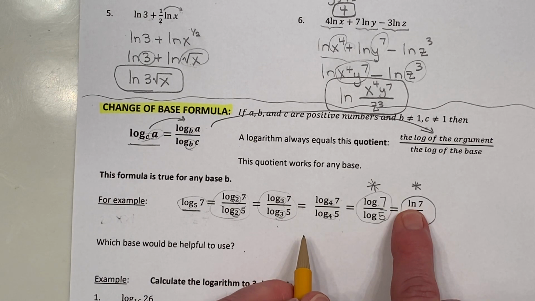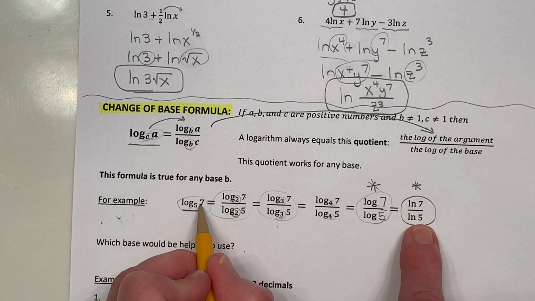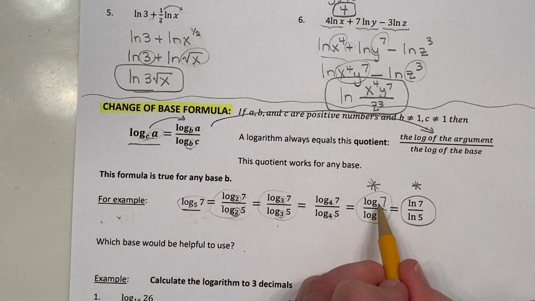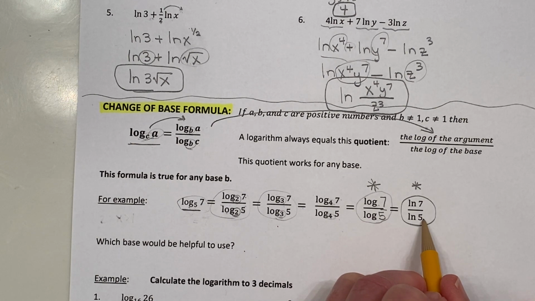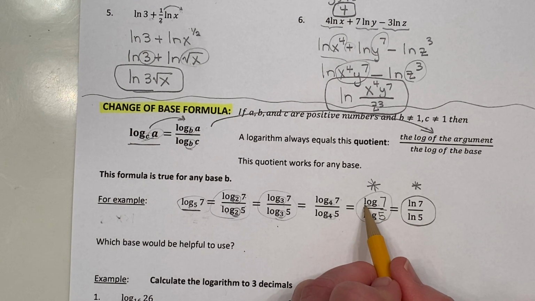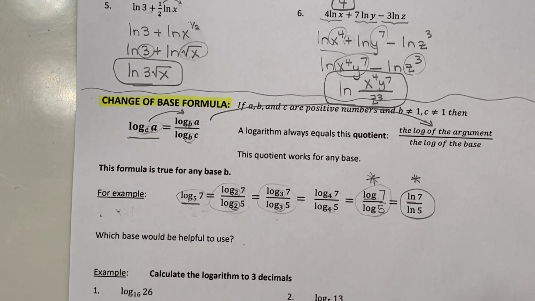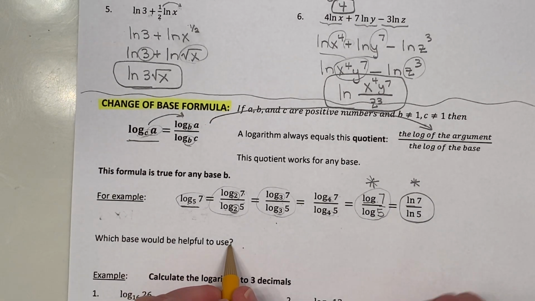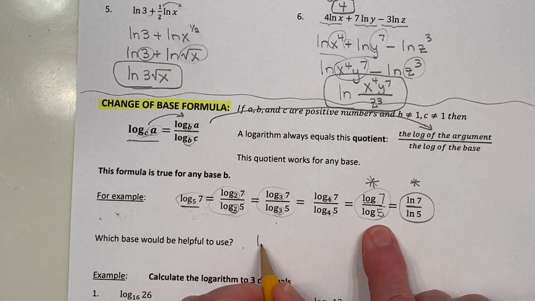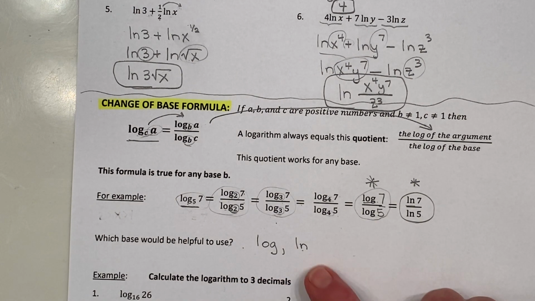Or I could use this other formula, and notice that natural log is base e. Same thing here: same log function, with 7 and 5 from the problem. I'm going to use one of these two formulas, this one or this one, because I have the LOG button and the LN button on my calculator. So which base would be helpful to use? Well, not 2, not 3, not 4, or any other number. Probably log or LN, because both of these appear on your calculator.